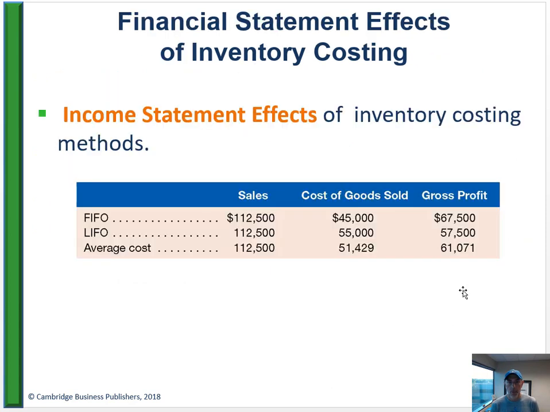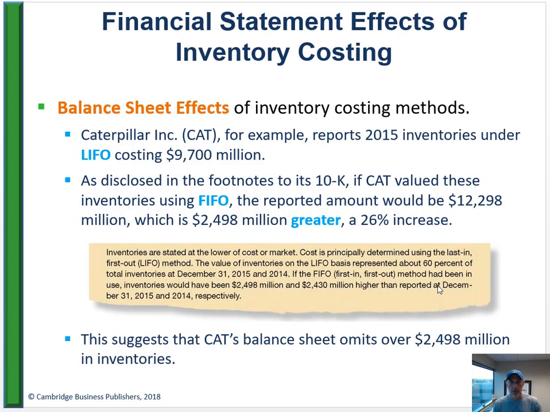So, moving on to the financial statement effects of inventory costing, you can basically see here that our authors are laying out for us what we just went through and the different sales, cost of goods sold, and gross profit numbers for each inventory costing system. And you can see here how they vary. There's a significant variance between LIFO and FIFO.